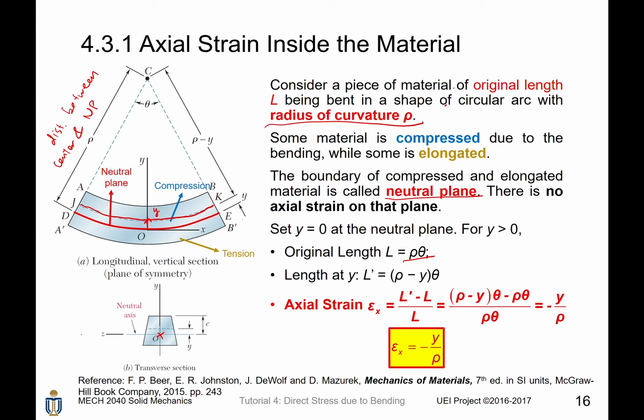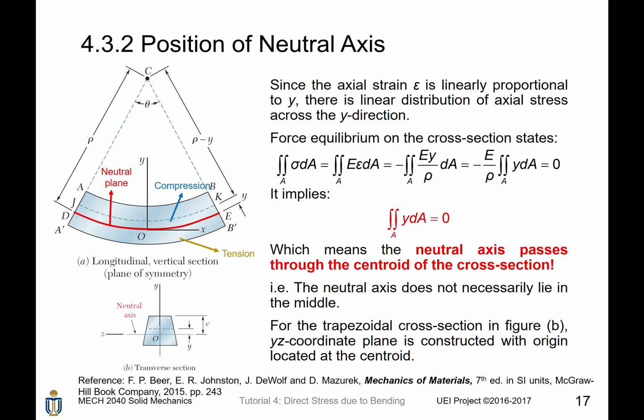Consequently, we can say the axial strain epsilon x at any position y inside the piece of material is given by negative y divided by ρ. Just now we said that epsilon equals minus y divided by ρ. That means the axial strain is linearly proportional to y. That is, there is a linear distribution of axial stress across the y direction.